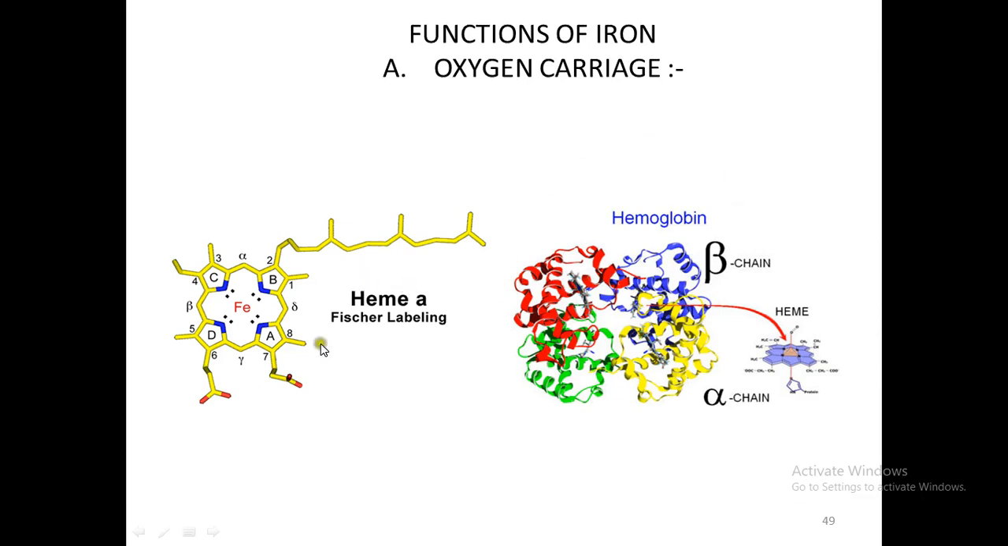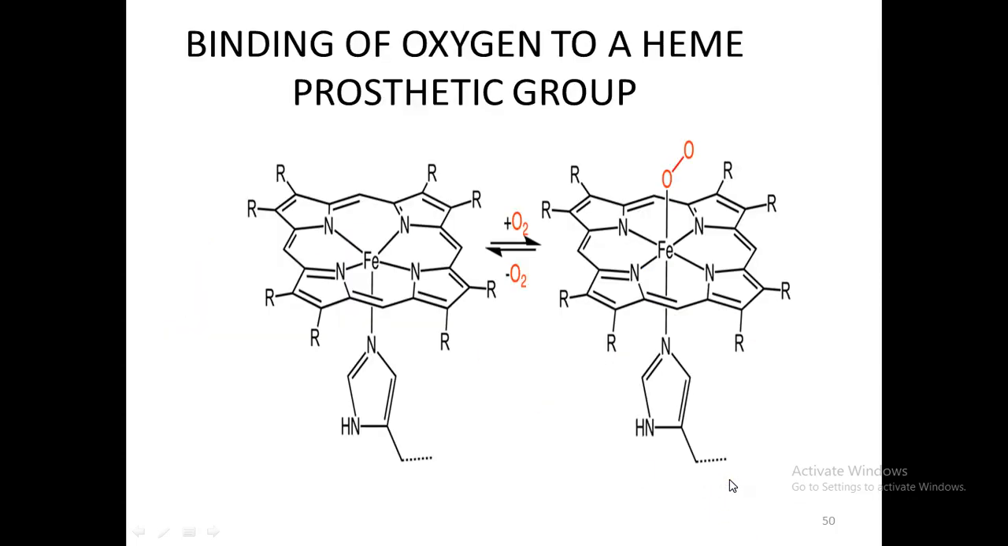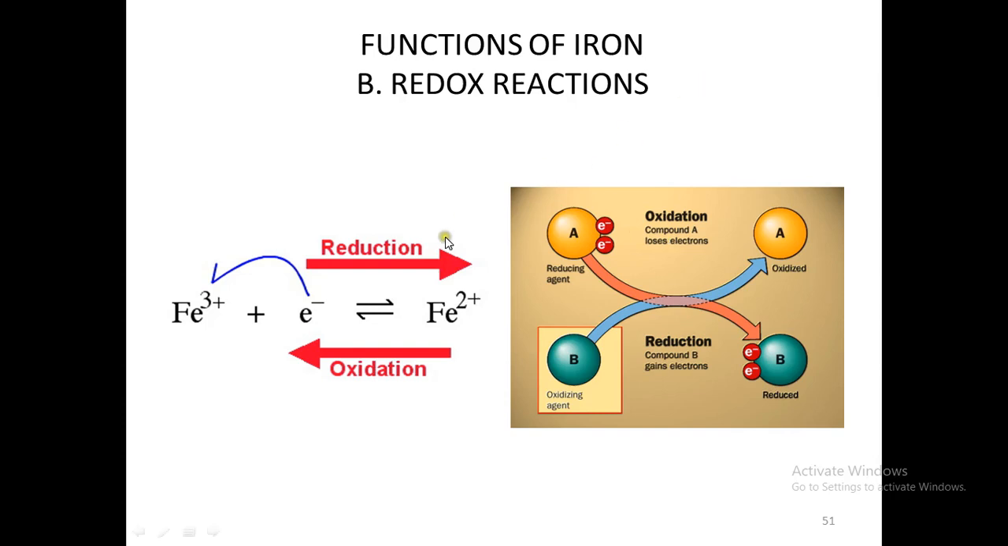Number one, the carriage of oxygen in the form of heme. This is a protoporphyrin ring, and we see iron in the center. These porphyrin rings are found in the middle of all the four globin chains of hemoglobin. In the center of each of these hemes, we find iron. So this is iron sitting in the center of the porphyrin ring, and oxygen attaches to this iron. So the job of iron is to transport oxygen from the lungs to all the tissues of the body.